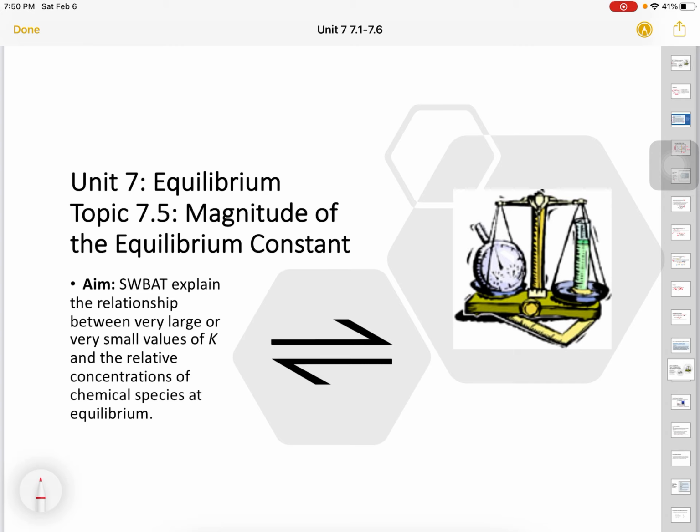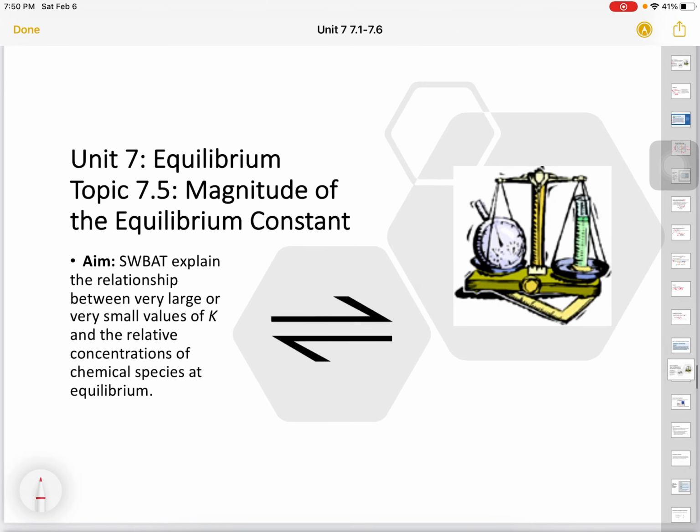The rest I will do live with you in class because it's a little more complicated. This video will cover topics 7.5 and 7.6. In 7.5, we'll get into what the value of the equilibrium constant means in terms of its magnitude. And in 7.6, we'll look at what happens to the equilibrium constant when we manipulate an equation by reversing it or multiplying it or dividing it by some coefficient, etc.